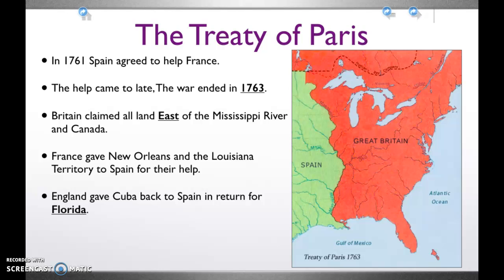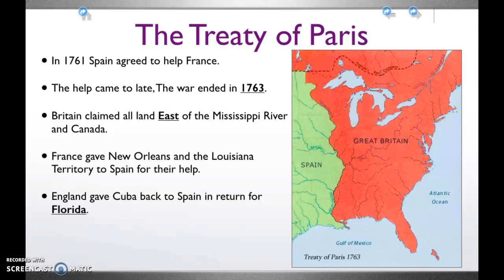The end of the war comes about with the Treaty of Paris. In 1761, Spain agrees to help France because, well, they want more territory over there. However, the war ends before Spain can really mobilize itself and get troops to North America. The war is over in 1763. England claims all of the land up to the Mississippi River. France, as a thank you to Spain, gives them all the land west of the Mississippi River, essentially splitting North America, well, I wouldn't say in half, more like two-thirds to Spain, one-third to England, also known as Great Britain.